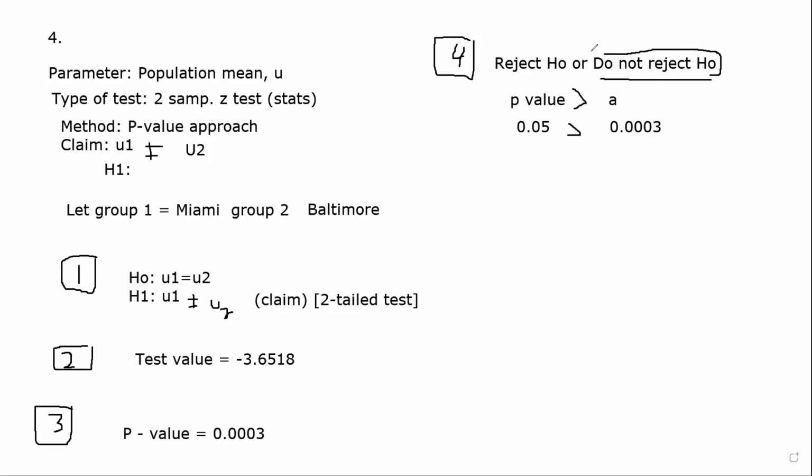Okay. And you can write under here, I don't think we've done a do not reject for a while, but this would be do not reject the null. Do not reject H0 because the p-value is greater than alpha.